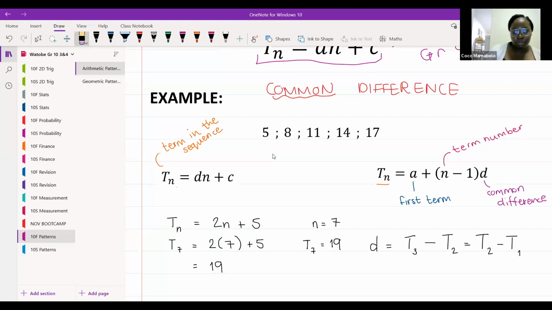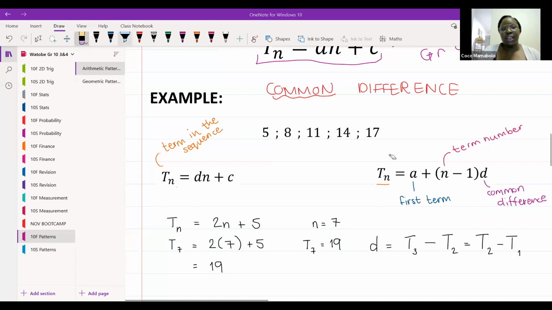Ma'am, with the common difference, if you get it in a test and they ask you to find the Tn or something, I don't understand, because the formula that they give us in my book is very difficult to remember. Can I use this term in a test if they want to find out what is the Tn? Yes, and I'm going to show you how to do that in just a little bit.